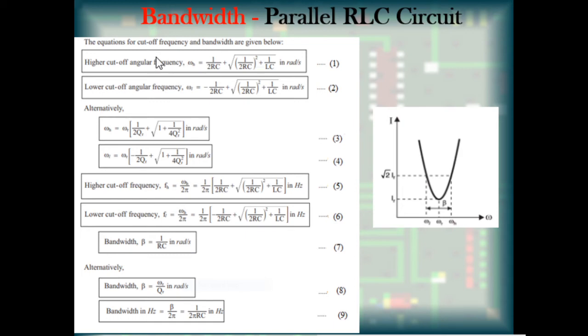So by derivation, you get this higher cutoff angular frequency omega H and lower cutoff angular frequency omega L. The first two equations are derived, and finally you can write alternative equations 3 and 4 in terms of the quality factor. If you want to express in terms of hertz, just divide by 2 pi. So finally beta is equal to 1 by RC in radians per second. If you want to express it in hertz, just divide by 2 pi, so it's 1 by 2 pi RC in hertz. If you want to express this beta in terms of quality factor, it is going to be omega R divided by QR in radians per second.